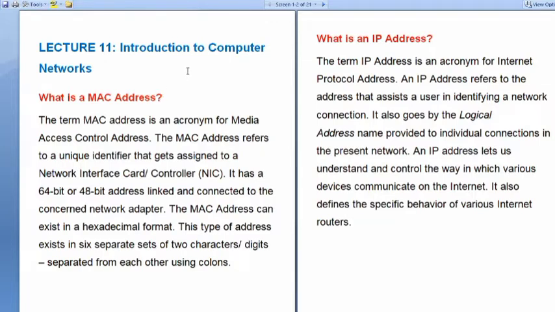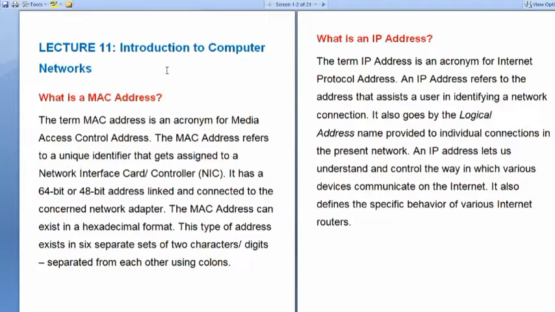Okay, so as I have told in the previous classes, computer networks are used for sending digital data from one device to another device. It may be connected across a LAN, a WAN, or a MAN. Whatever the connection, the data has to be sent from one place to the other, from one device to the other device.